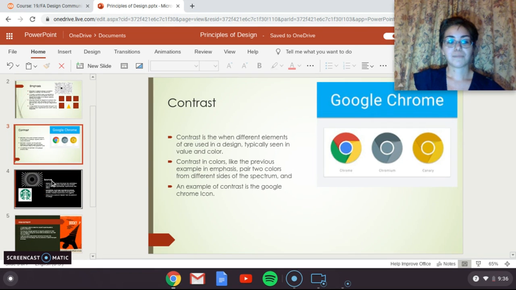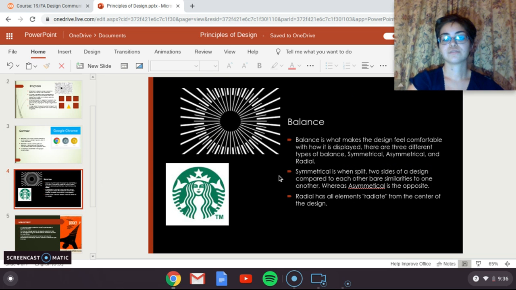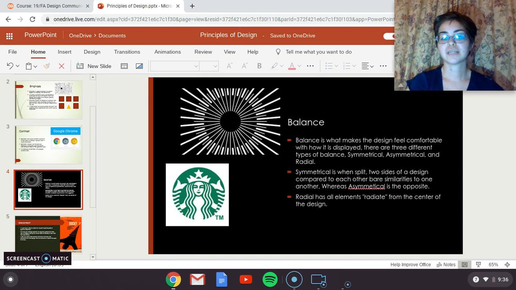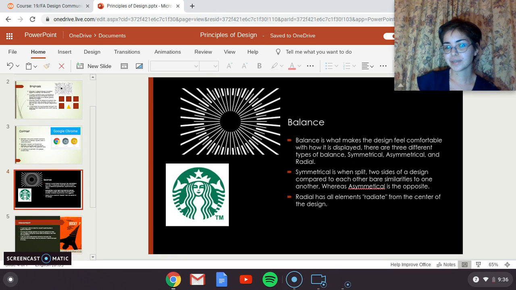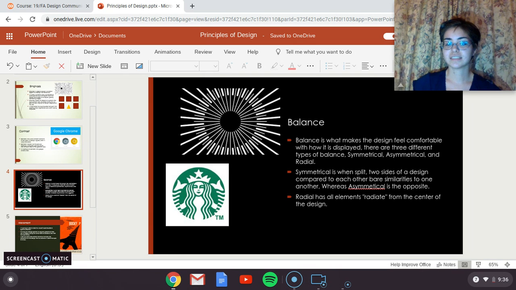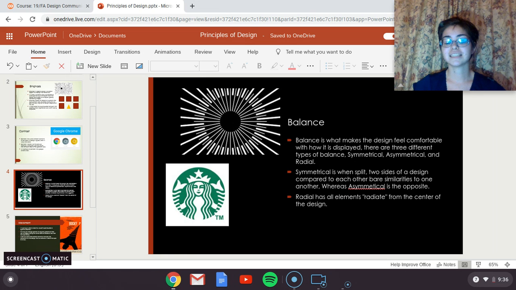Next is balance. Balance is what makes the design feel comfortable with how it's displayed. There are 3 different types of balance: symmetrical, asymmetrical, and radial. Symmetrical is when it's split and 2 sides of a design are compared next to each other and bear similarities to one another, whereas asymmetrical is the opposite. Radial is when all elements radiate from the center of the design.